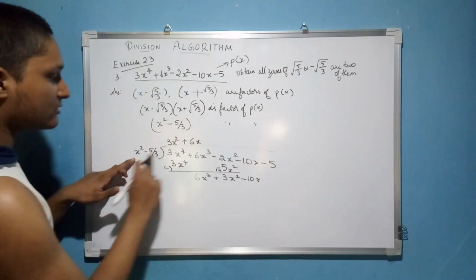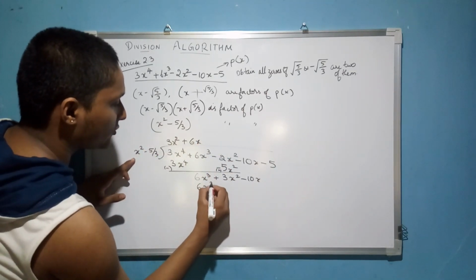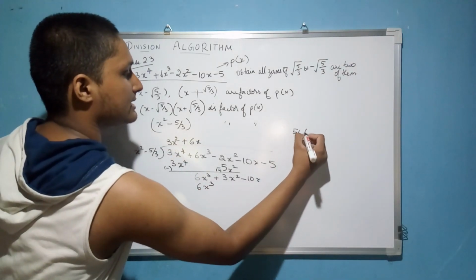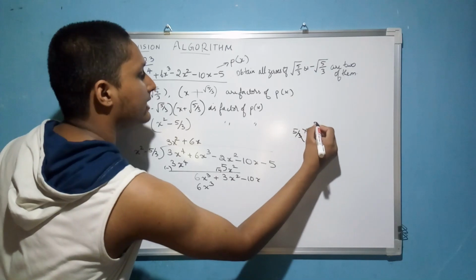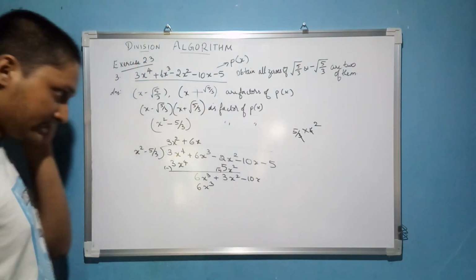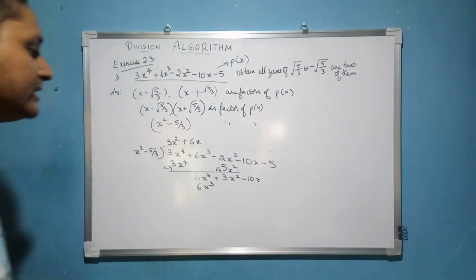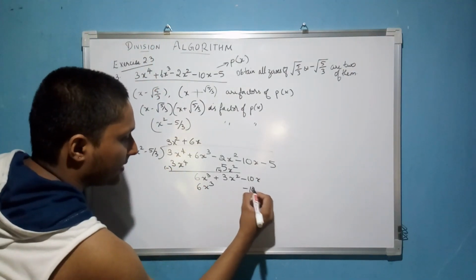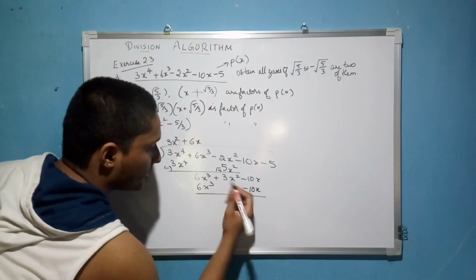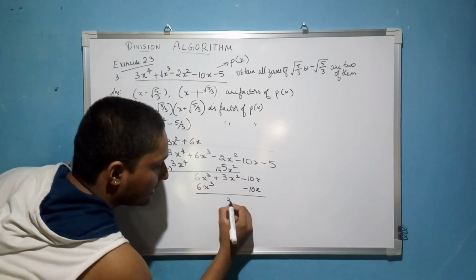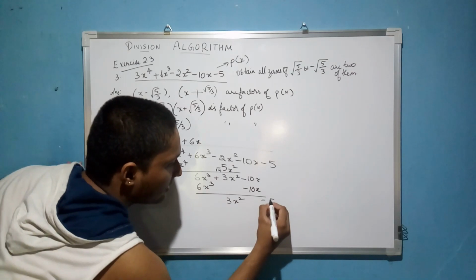So I need to multiply x square into 6x, that is 6x cube, and minus 5 by 3 into 6x. 5 by 3 into 6x. So 3 and you get 2 here. So 5 into 2 is 10. So you get a minus 10x. So these two are going to get cancelled. No use of again changing the sign and adding. Now you get 3x square minus 5.